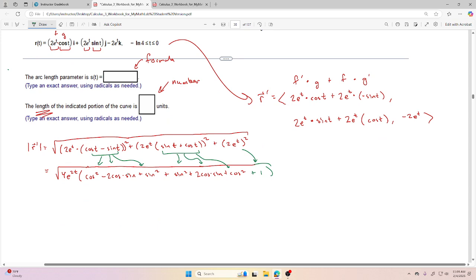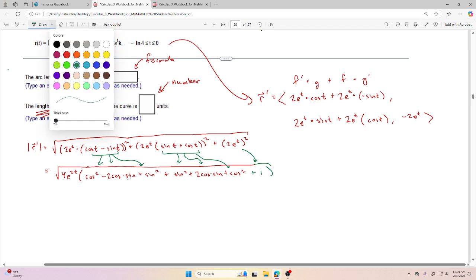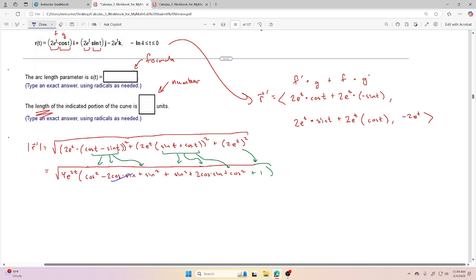But notice that when I FOILed these things out, something's going to be nice and happy for us. What happens? Yeah, we have a lot of canceling stuff, right? And then these guys combine. These combine. Those combine.